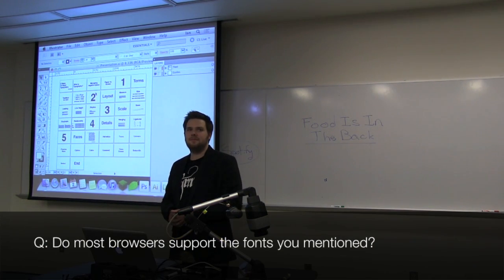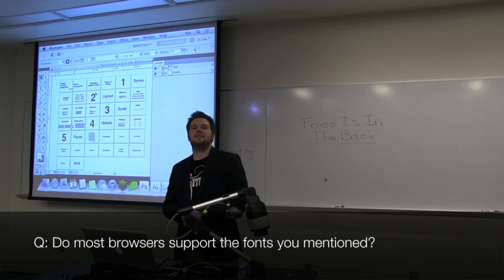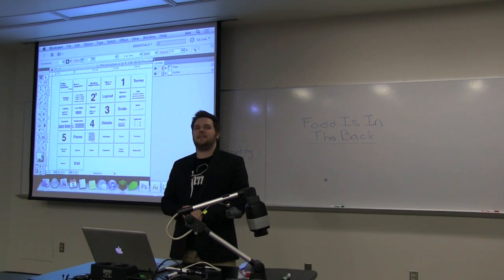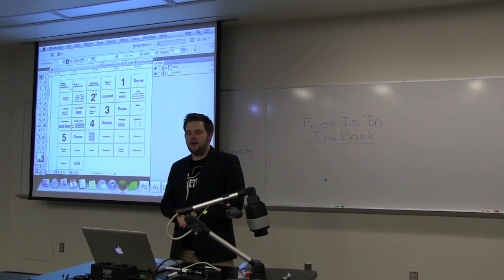Do most browsers support the fonts you mentioned? Yes, a lot of them are pretty standard.